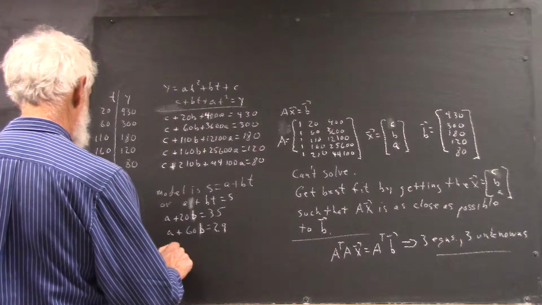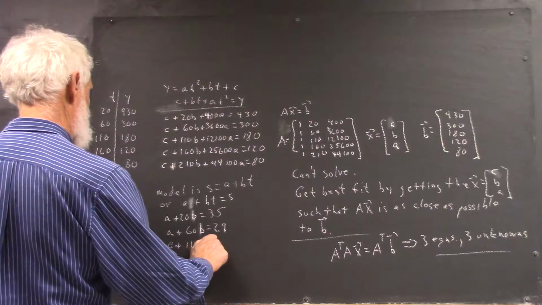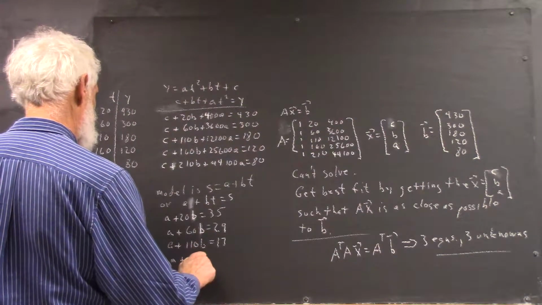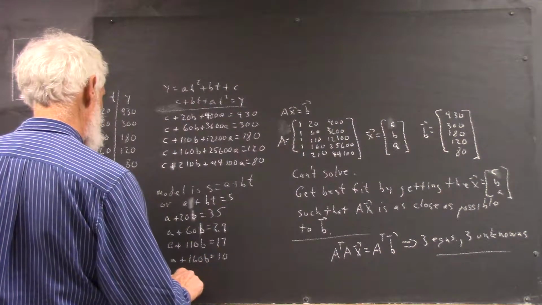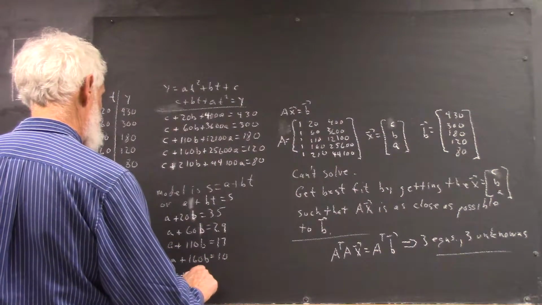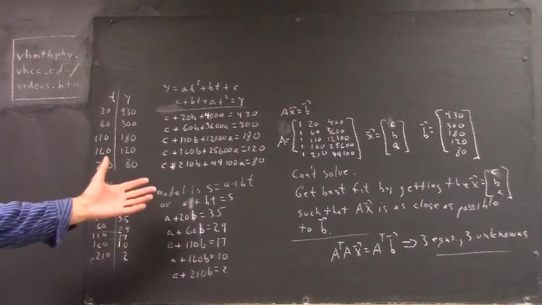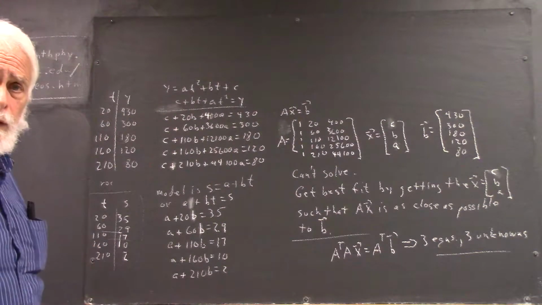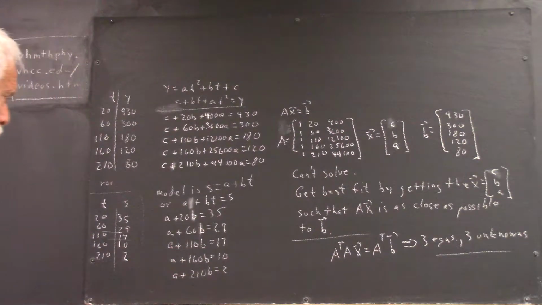So I will have also A plus 110B equals 17. A plus 160B equals 10. A plus 210B equals 2. Now I'll ask you to write down these equations. Actually, I don't think I ever gave you one where we had 5 of these. I think there were 3 or 4 in pretty much every problem that I put on the final.